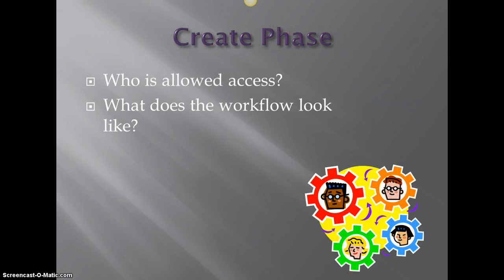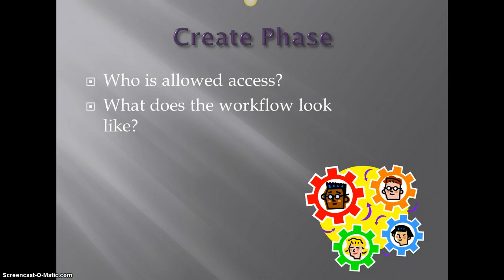The next phase is the create phase. And here we talk about who is allowed access to the different areas of the site and what your workflow is going to look like throughout the entire process. So as far as who's allowed access, there are ways in websites, in the back of the website, to figure out who is going to have certain permissions, what they can and can't access, what they are allowed to update, what they're not allowed to update. So you're really going to want to focus on that.